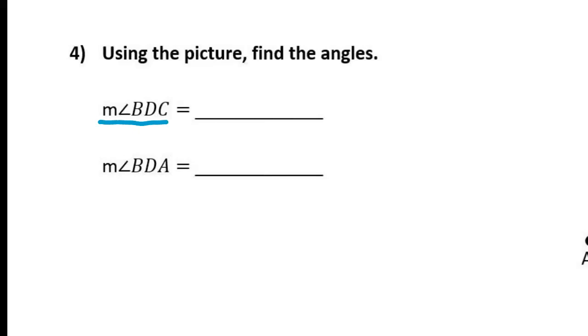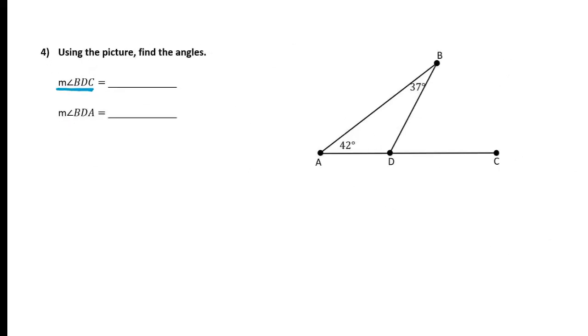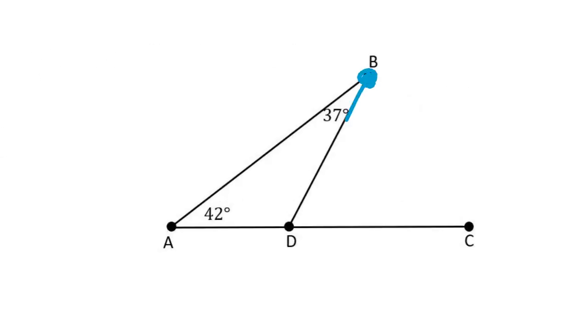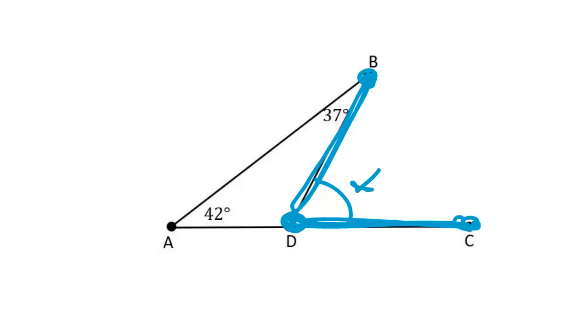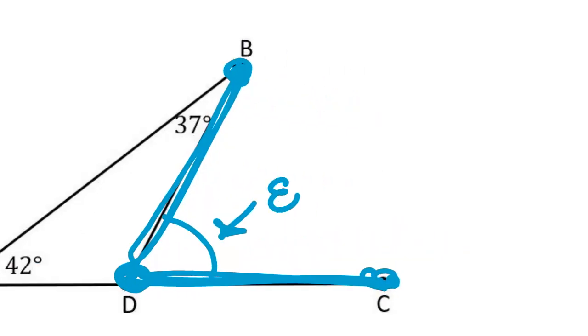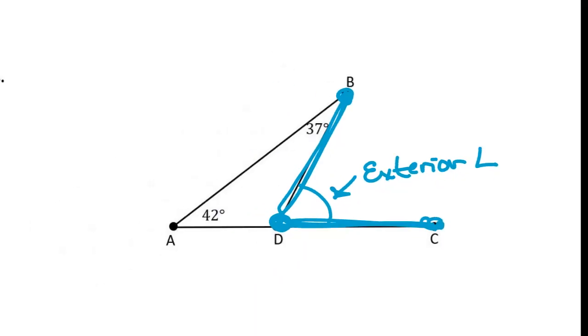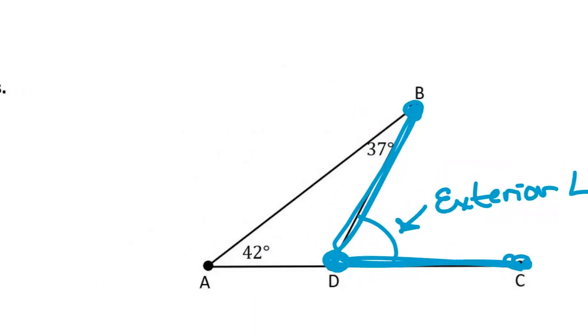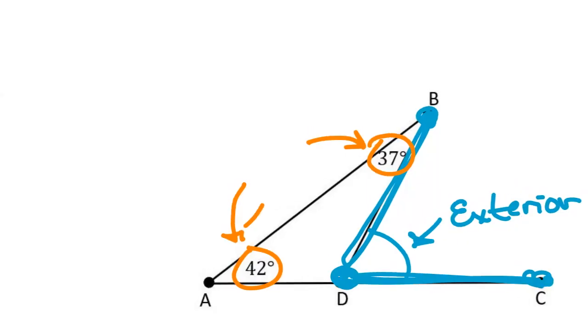This top angle, BDC, that is an outside angle. We call that an exterior angle. The 2 angles on the inside of the triangle that do not touch that exterior angle are called remote interior angles.